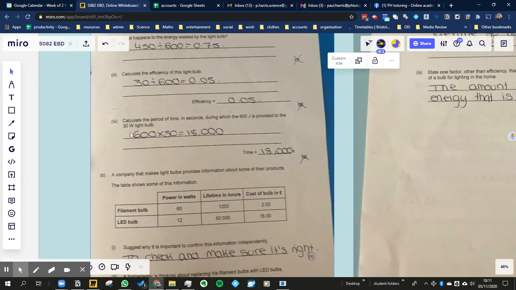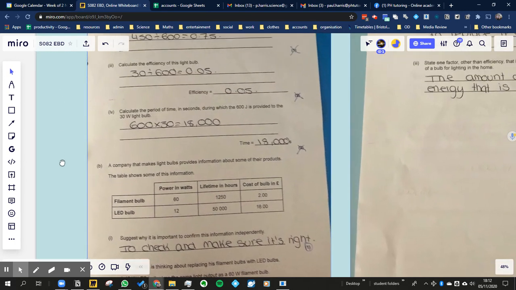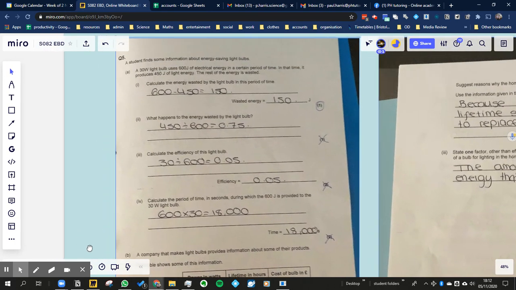Next one, it says, calculate the period of time in seconds during which the 600 joules is provided to the 30-watt light bulb. All right, this one's a bit tricky. You have to understand what watts is measuring, and it's measuring something called power, and you have to understand how power, energy, and time relate to each other. So that's using the right formula there and understanding that. Okay, so let's just do those few first then.